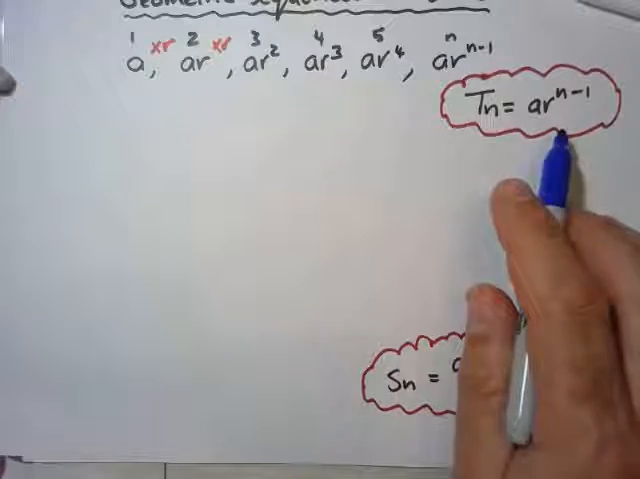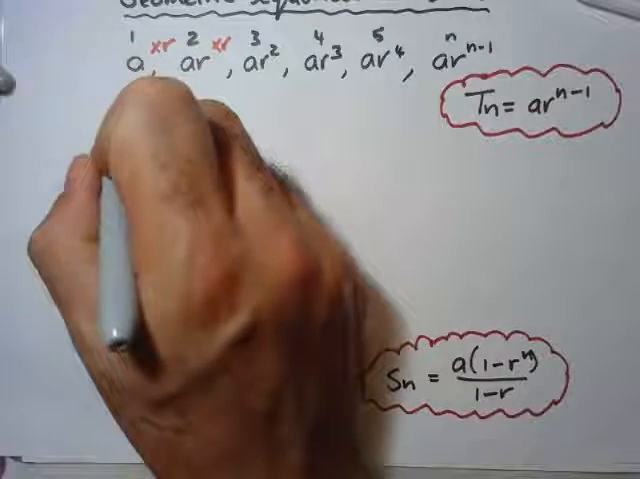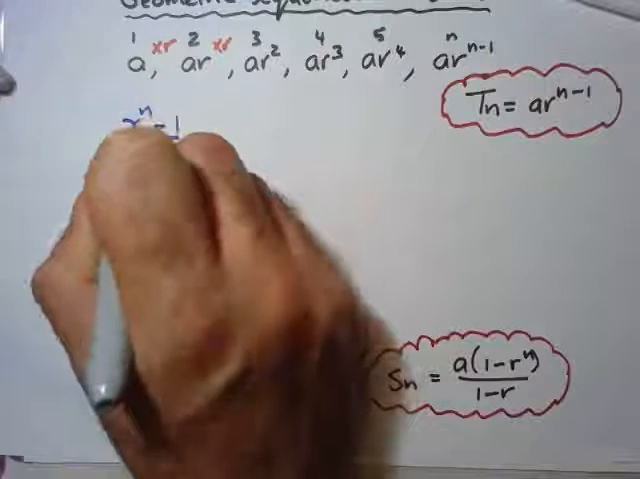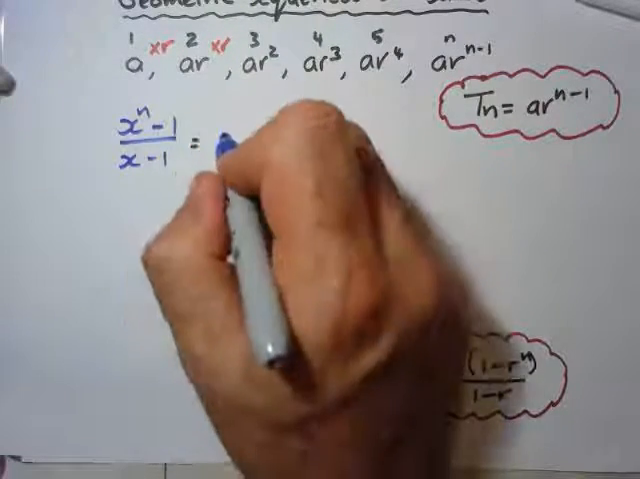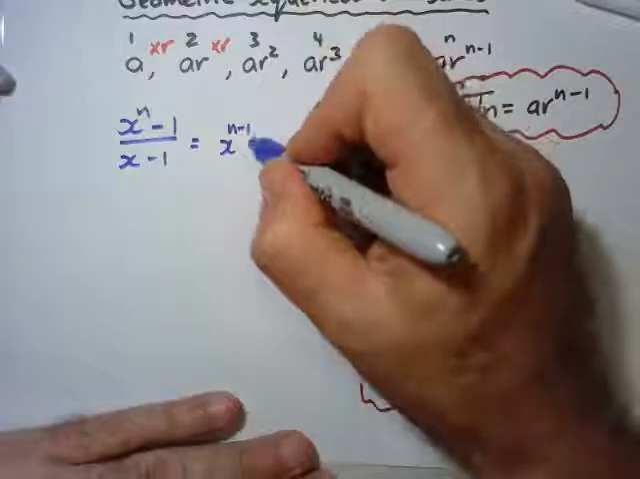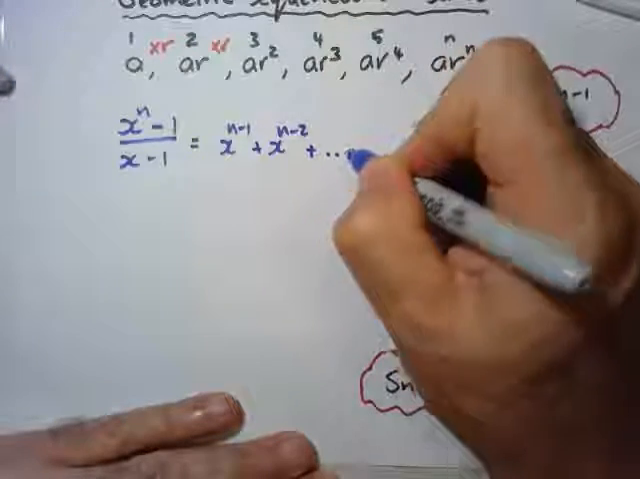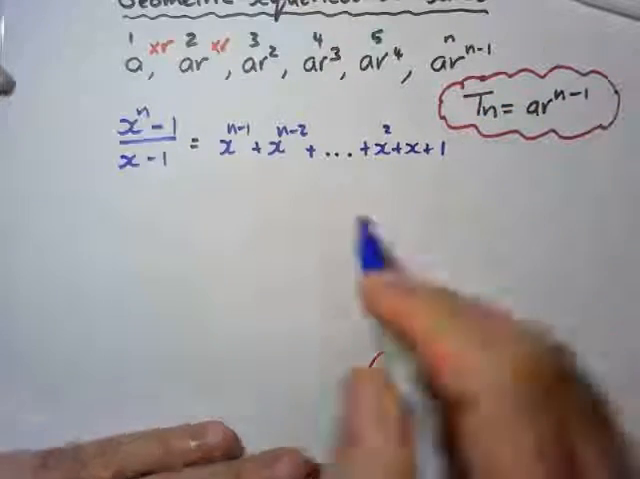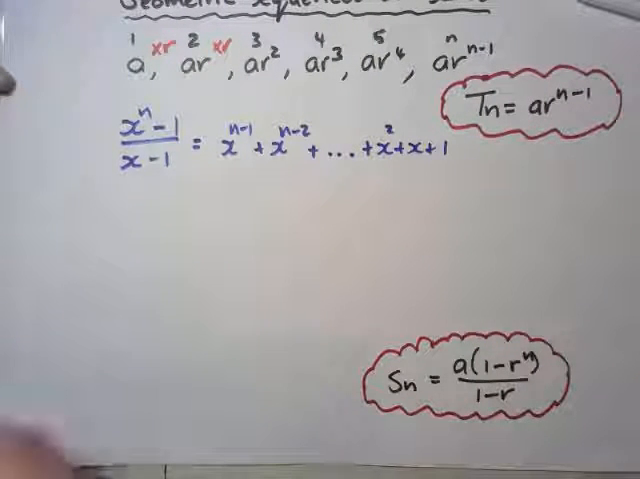Before we get to this, it's a basic property of polynomials that if I have x to the power n minus 1 and I divide that by x minus 1, the answer equals x to the power n minus 1, plus x to the power n minus 2, plus, carrying on until I get to x squared plus x plus 1. So this is a property of polynomials.